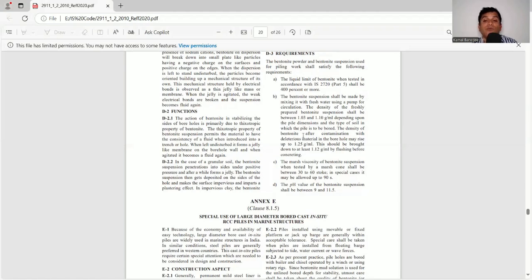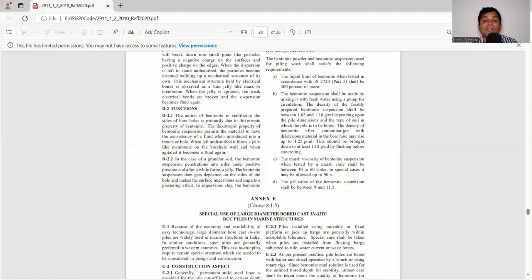The density of the bentonite after contamination with deleterious material in the borehole may rise up to 1.25 gram. That means whenever we are doing the bore by the direct mud circulation method, the bentonite slurry also goes there and mixes with the water used for the boring. Then the density will increase, and it can increase up to 1.25 gram per milliliter. This should be brought down to at least 1.1 gram by flushing before concreting.